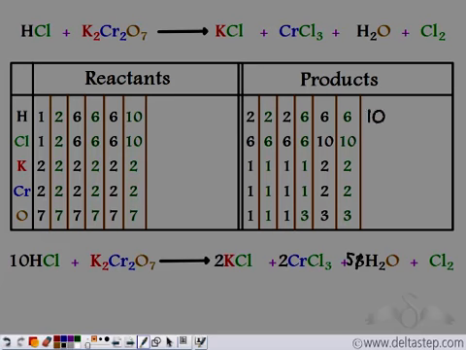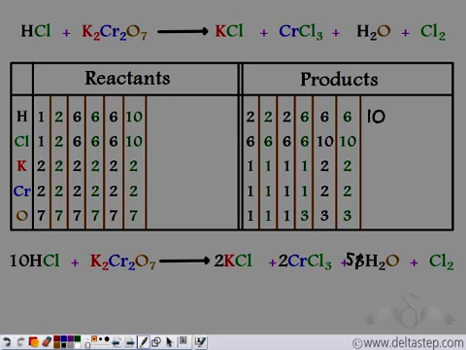Chlorine remains the same. We have not changed it. This remains 10. Potassium is 2. Chromium is 2. And now our oxygen atoms become 5. We have not changed anything on the reactant side. So this remains the same. Alright, so now our hydrogen is balanced, chlorine is balanced, potassium is balanced, chromium is balanced.